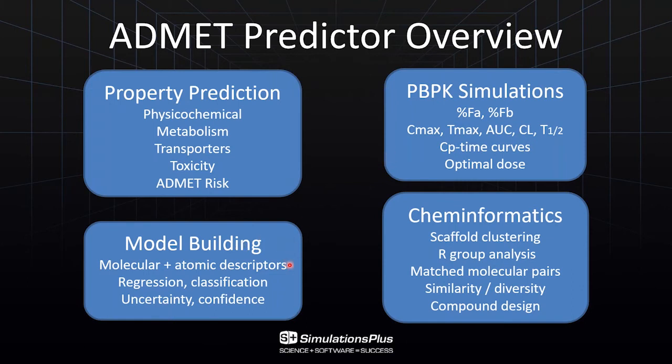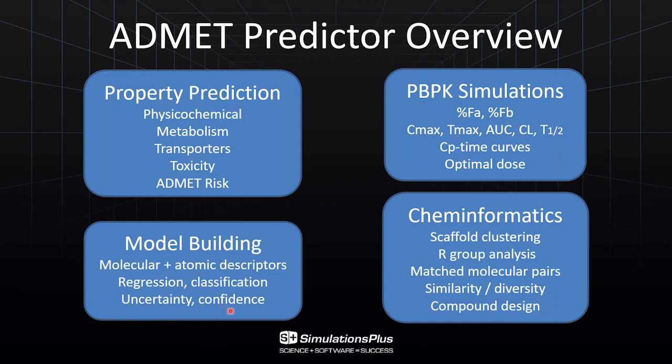Our model building engine allows clients to build machine learning models using their own data, and it's the same engine that we use for our commercial models. Included are our set of over 340 proprietary molecular and atomic descriptors. Both regression and classification models are supported, and the regression predictions come with an uncertainty estimate and classification model predictions with a confidence estimate.